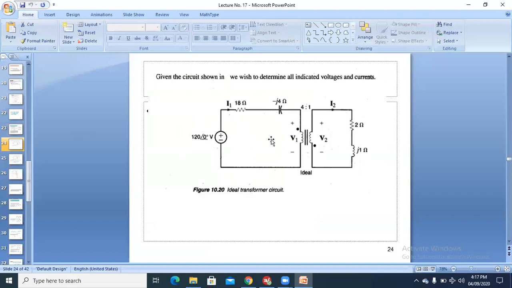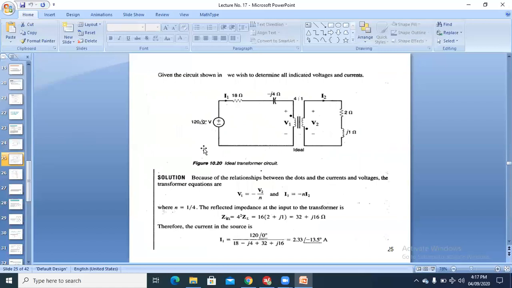So we have to determine the value of I1, I2, V1 and V2 in the ideal transformer circuit. So for this, we use the relationship for V1 is equal to minus V2 by N, and that is in fact with the negative sign.